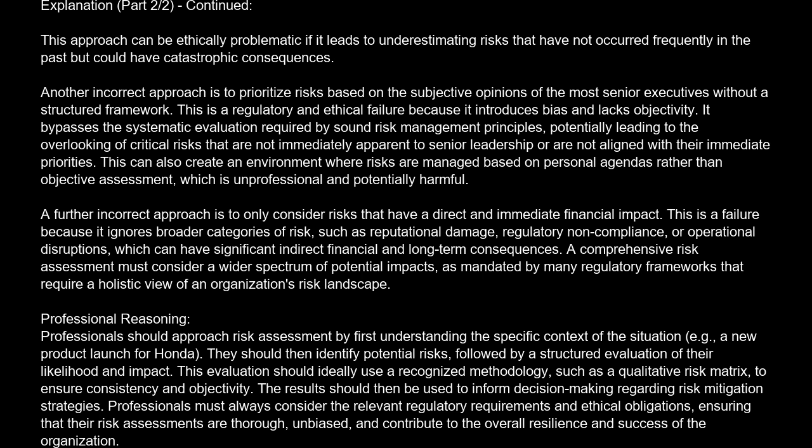The results should then be used to inform decision-making regarding risk mitigation strategies. Professionals must always consider the relevant regulatory requirements and ethical obligations, ensuring that their risk assessments are thorough, unbiased, and contribute to the overall resilience and success of the organization.